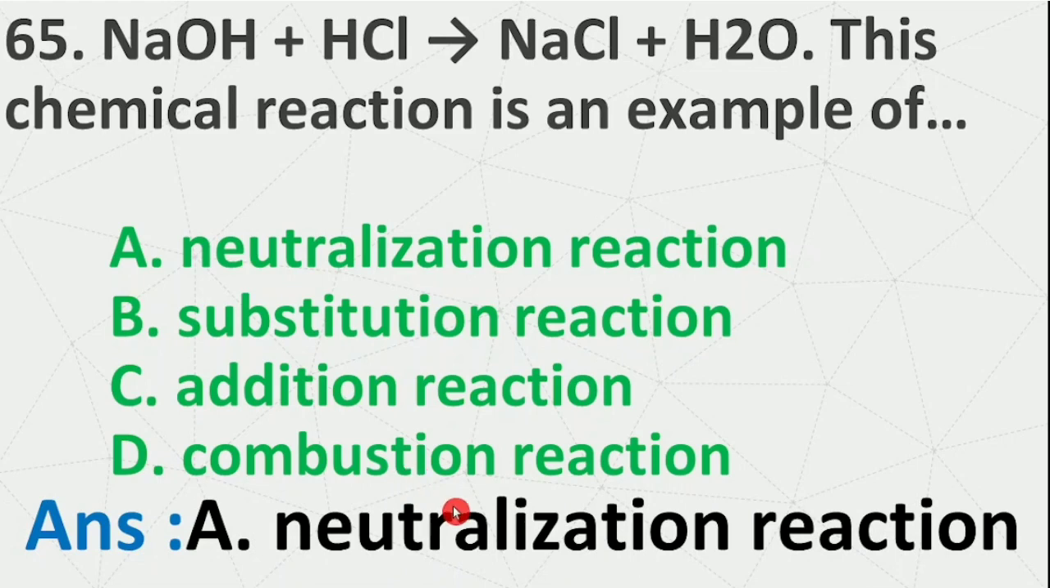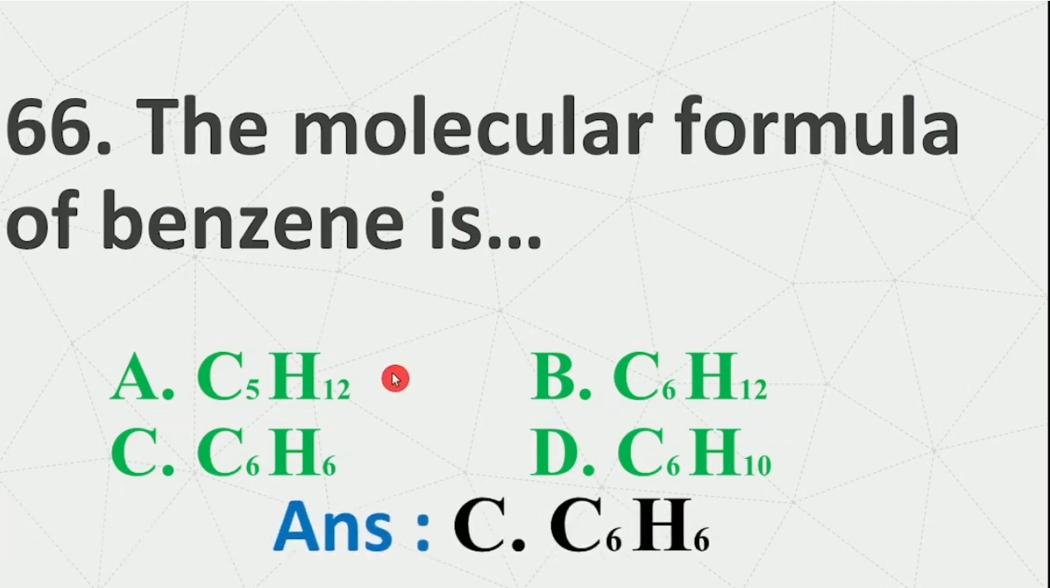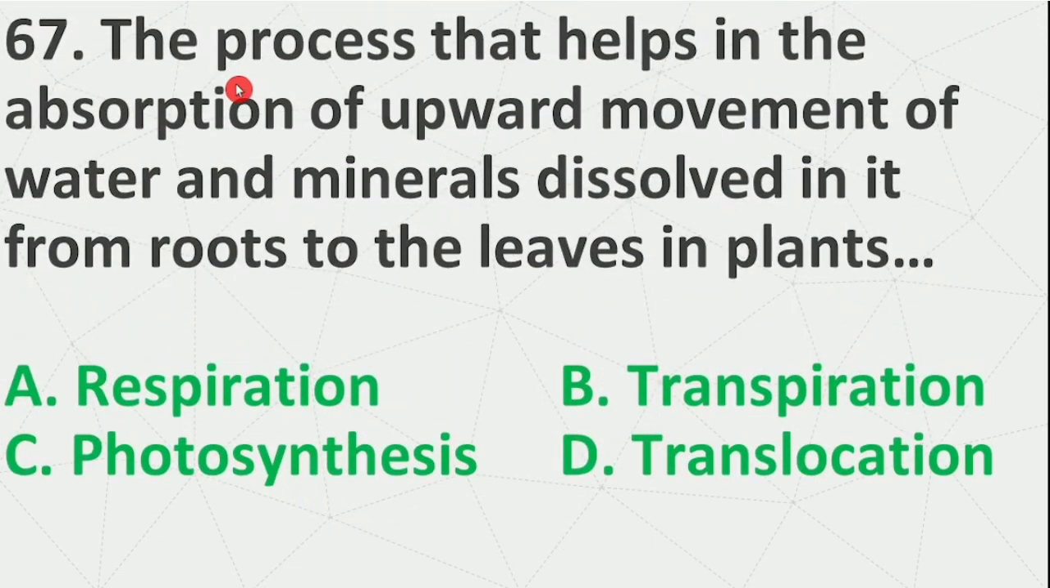Question number 66. The molecular formula of benzene. Directly you can write C6H6. So option C, C6H6, is the answer. Question number 67. The process that helps in the upward movement of water and minerals dissolved in it from the roots to the leaves in plants.